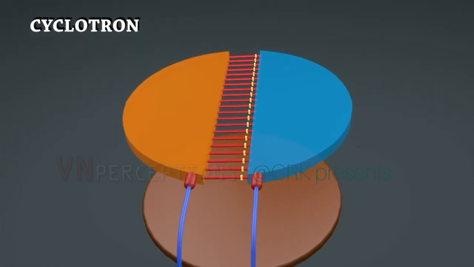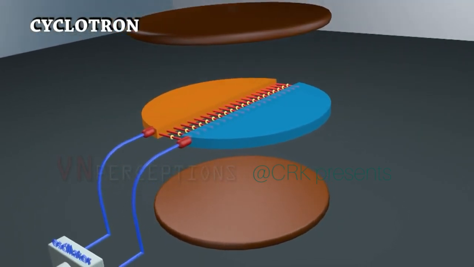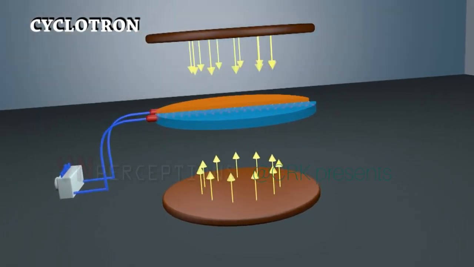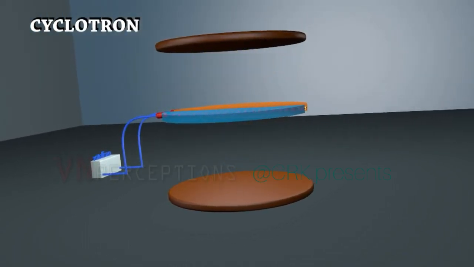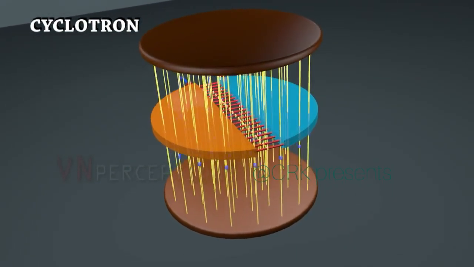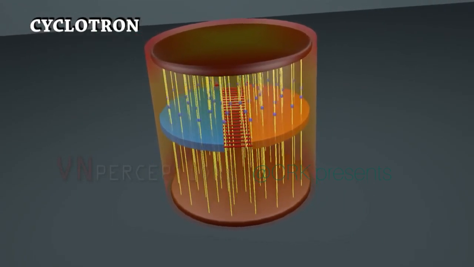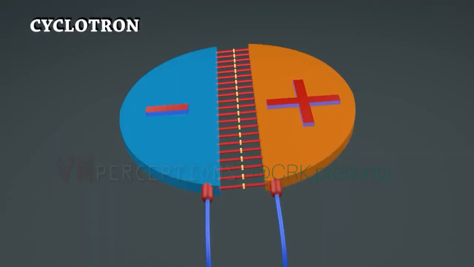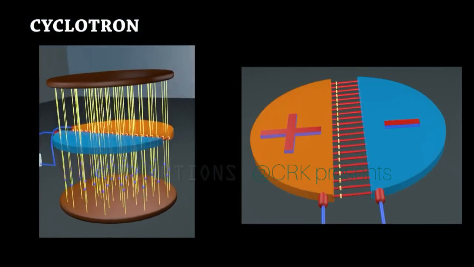One electromagnet is kept below the two Ds and one electromagnet is kept above the Ds. The bottom electromagnet will have its north pole above and the top electromagnet will have its south pole below. This would create a magnetic field perpendicular to the direction of the electric field. This entire arrangement is sealed in a vacuum box. The two Ds create an electric field. The direction of the electric field is horizontal. The direction of the magnetic field is vertical.